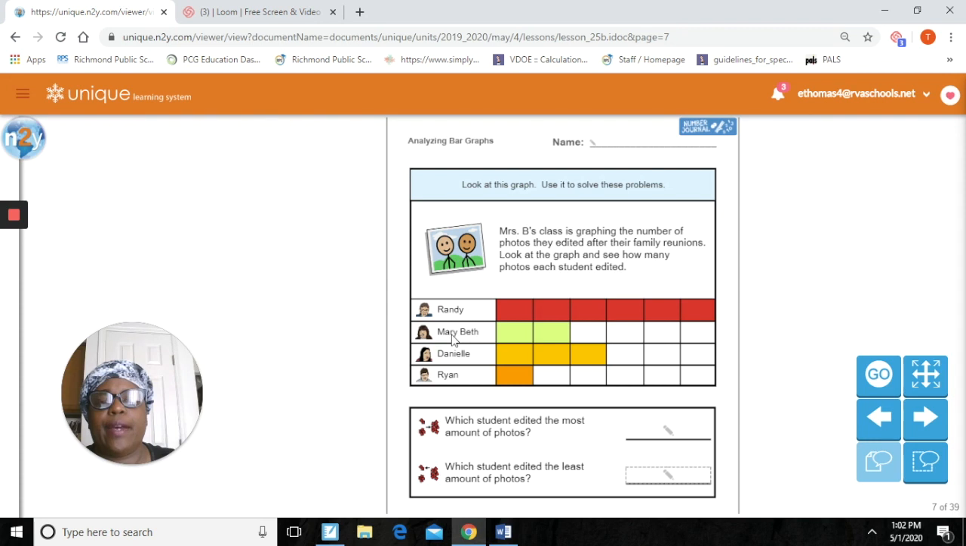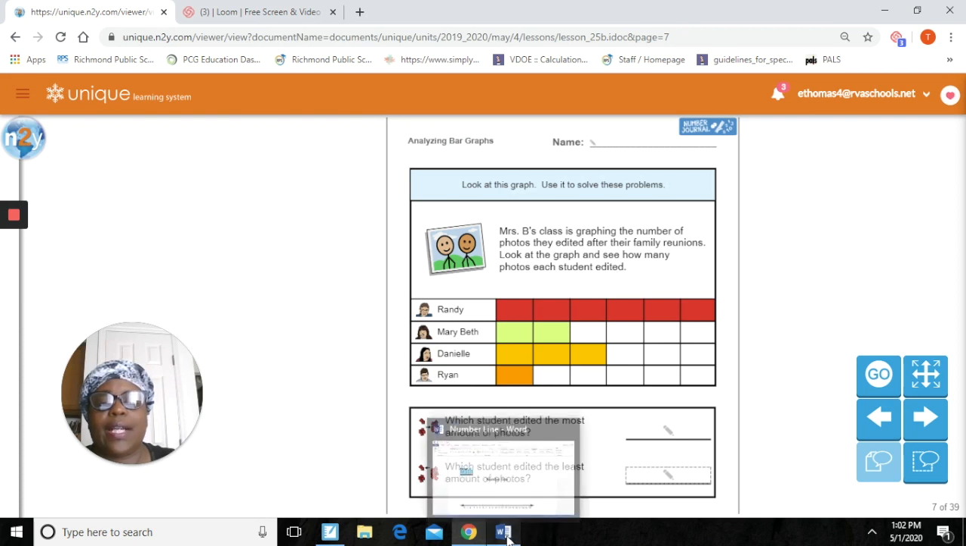Let's look at Mary Beth. 1, 2. Write that number next to 6. What did Danielle do? 1, 2, 3. Write 3 next to 2. And how many did Ryan do? 1. And write 1 next to 3.